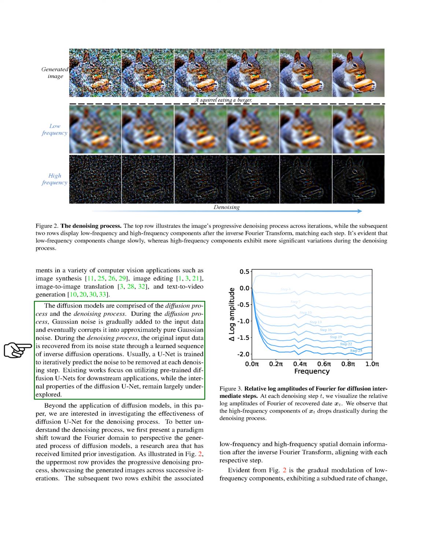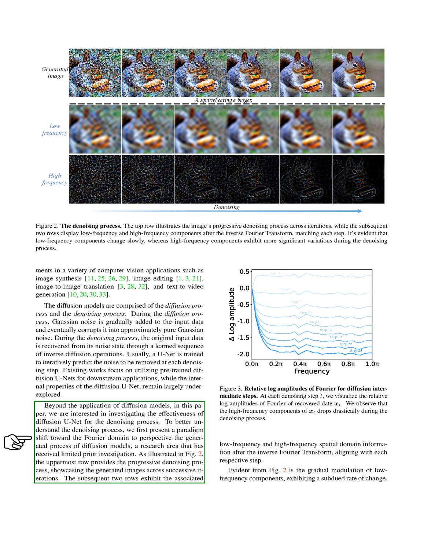While previous research has focused on using pre-trained diffusion U-nets for downstream applications, the internal workings of the diffusion U-net have not been thoroughly explored. In this paper, we aim to investigate the effectiveness of the diffusion U-net in the denoising process. To better understand the denoising process, we shift our perspective to the Fourier domain, an area that hasn't received much attention in previous research. We observe that during the denoising process, the low-frequency components of an image change slowly, while the high-frequency components display more pronounced dynamics.